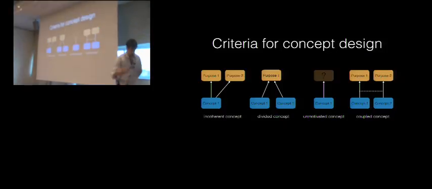But misfits might represent some deeper problem that is not easily fixed. And ideally, we'd like to identify these misfits as early as possible. And for that, we have criteria for concept design. And an arrow here means that that's the motivating purpose of the concept.